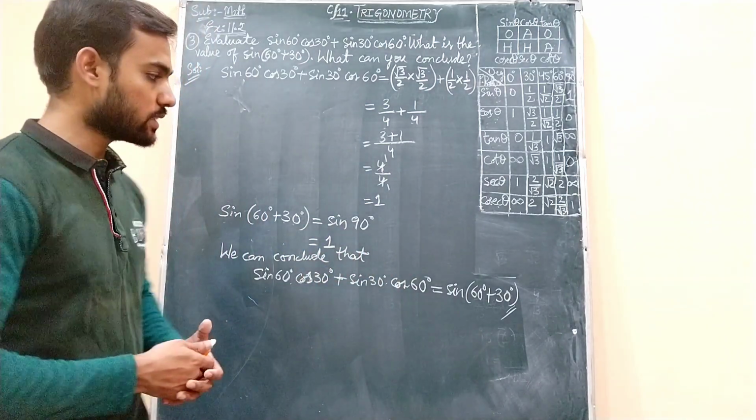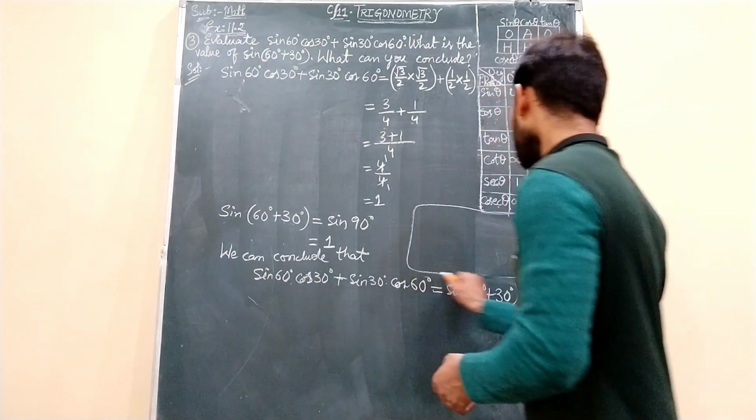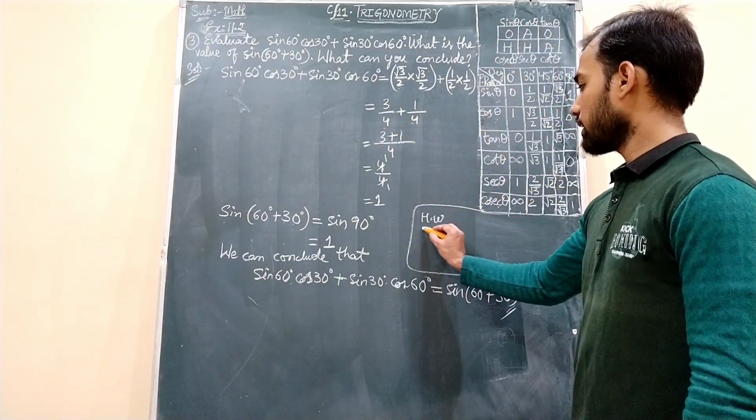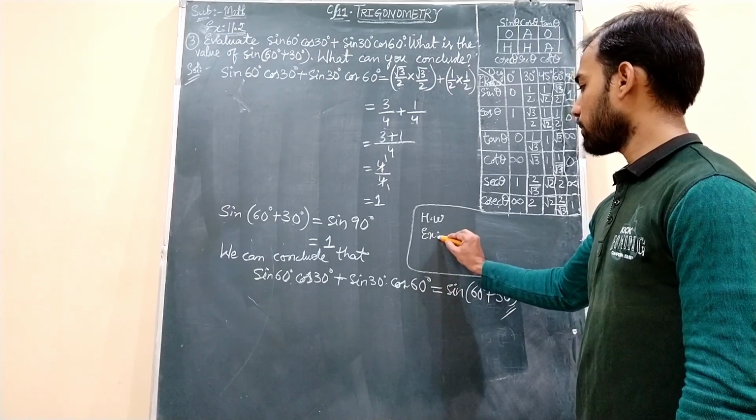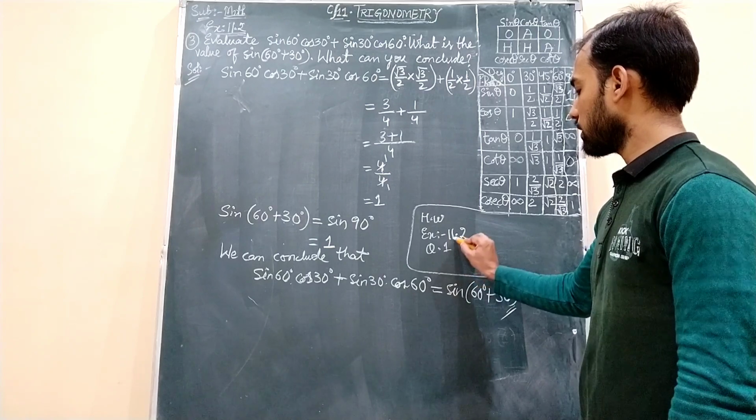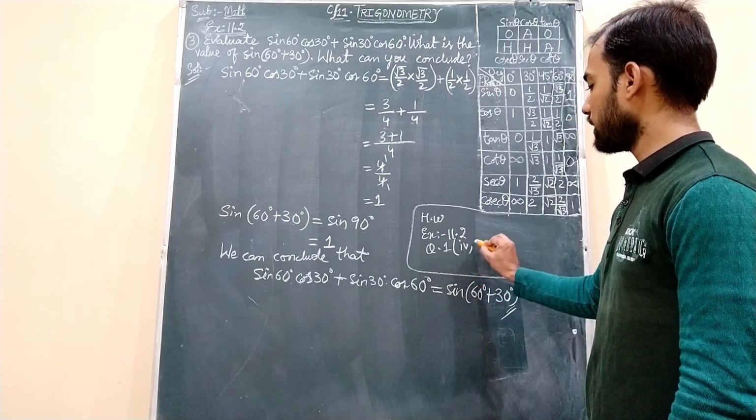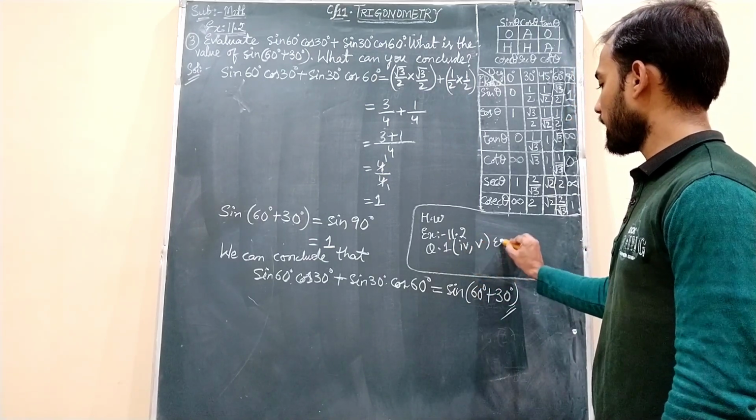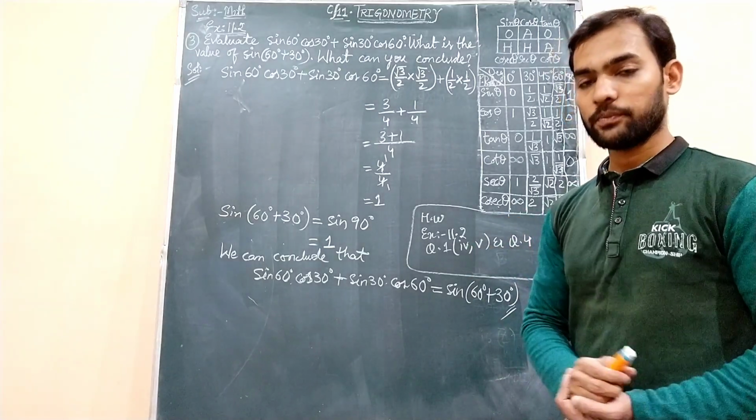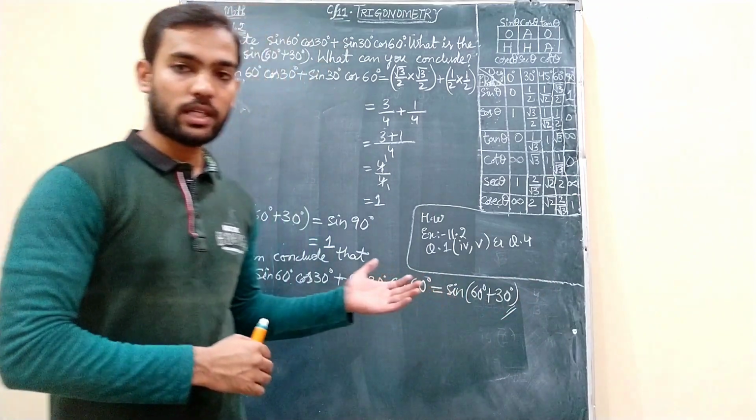So your homework questions are, I will note down here because many students are having doubts. So homework is exercise 11.2, question number 1, 4th bit and 5th bit, and question number 4 is your homework. Okay students, copy down this one.